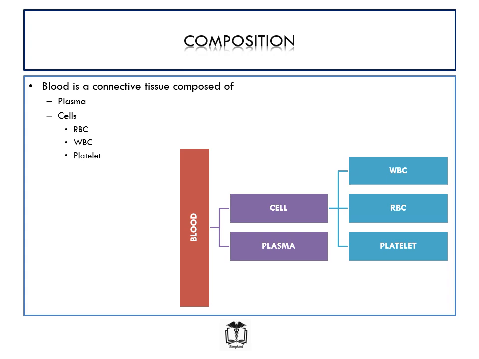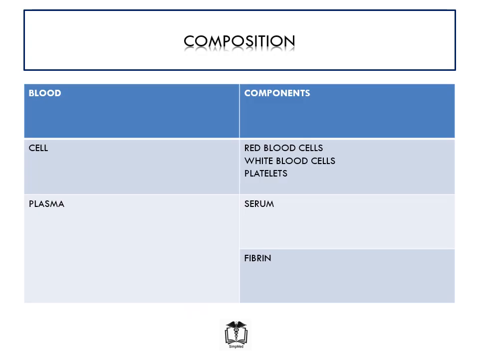So about the composition of blood. Blood is a connective tissue, and it is composed of a combination of extracellular matrix and cellular components. The extracellular matrix of blood is known as plasma, and the cells found within this extracellular matrix include red blood cells, also called erythrocytes, white blood cells, also called leukocytes, and platelets, also called thrombocytes. So this is just a breakdown of the composition of blood.